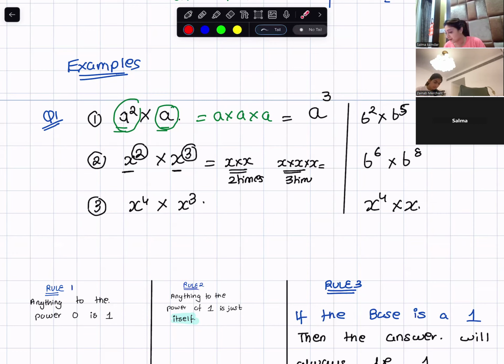You multiply. See how many? This is 2, and this is 3. So the total is how much? 2 plus 3, right? So 5. So X will be to the power of 5.